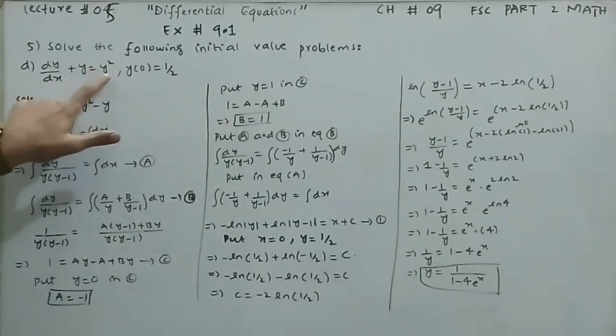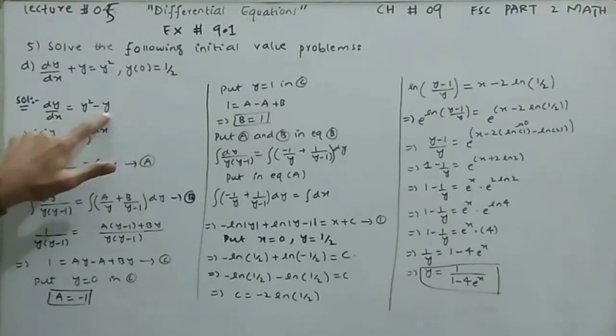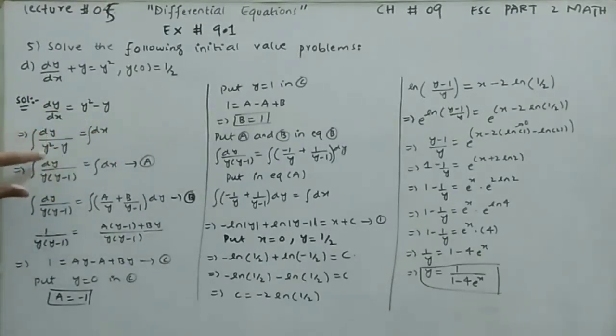Shift y to the right hand side, so it becomes y square minus y is equal to dy by dx. Shift y square minus y to the left hand side, and it will move to the denominator. So dy over y square minus y, and shift dx to the right hand side and take the integral. Over here in y square minus y, take out y common, we are left with y into y minus 1, dy is equal to dx. Let's suppose this is equation A.